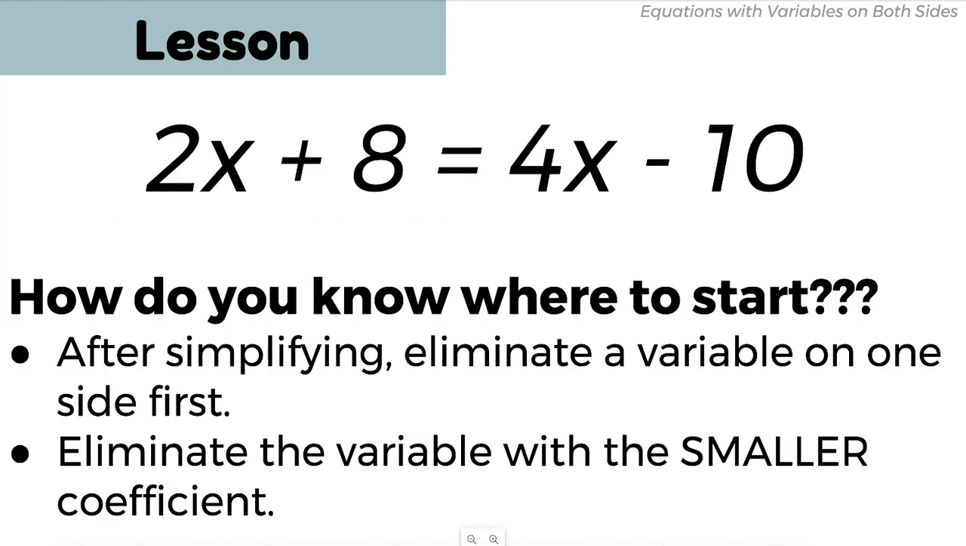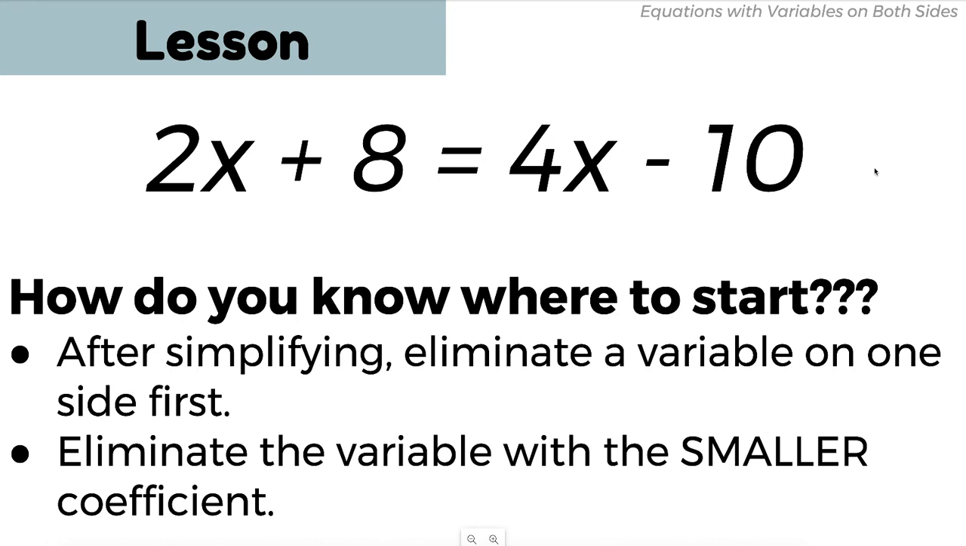Here's an example of what I'm talking about when I say we have variables on both sides. 2x plus 8 equals 4x minus 10. We've got an x on the left, but we also have an x on the right. Up to this point, you've only ever seen the variables on one side.